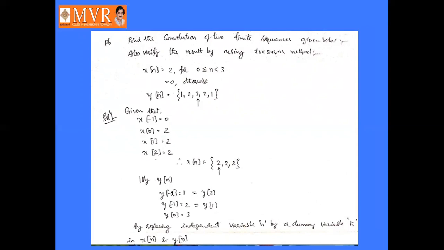Here the arrow mark is given at 3, that is y of 0. On the left side, y of minus 1 is 2, y of minus 2 is 1, and on the right side y of 1 is 2, and y of 2 is 1.